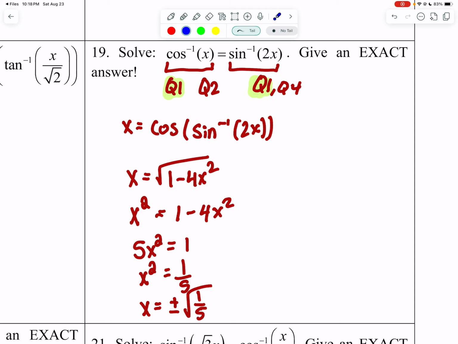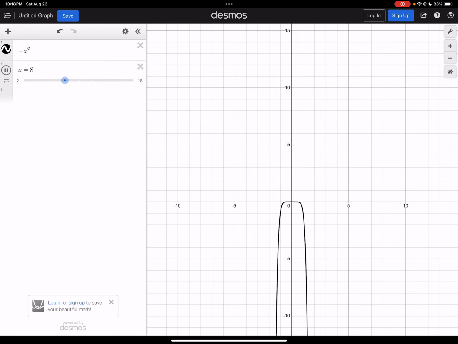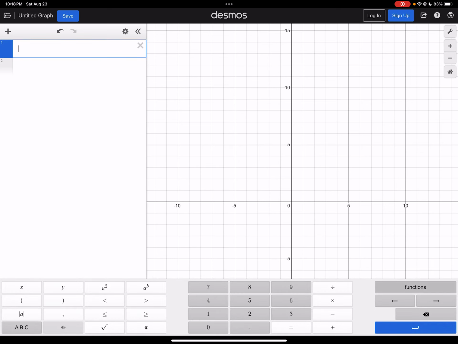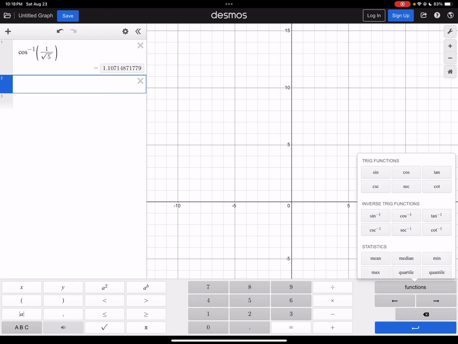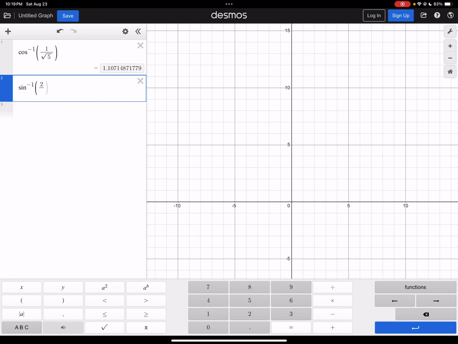So let's look at the positive root 1/5. So I have inverse cosine of 1 over root 5. That gives us that lovely thing. And then if I do inverse sine of 2 over root 5, that also gives us the same thing. So we know that works.